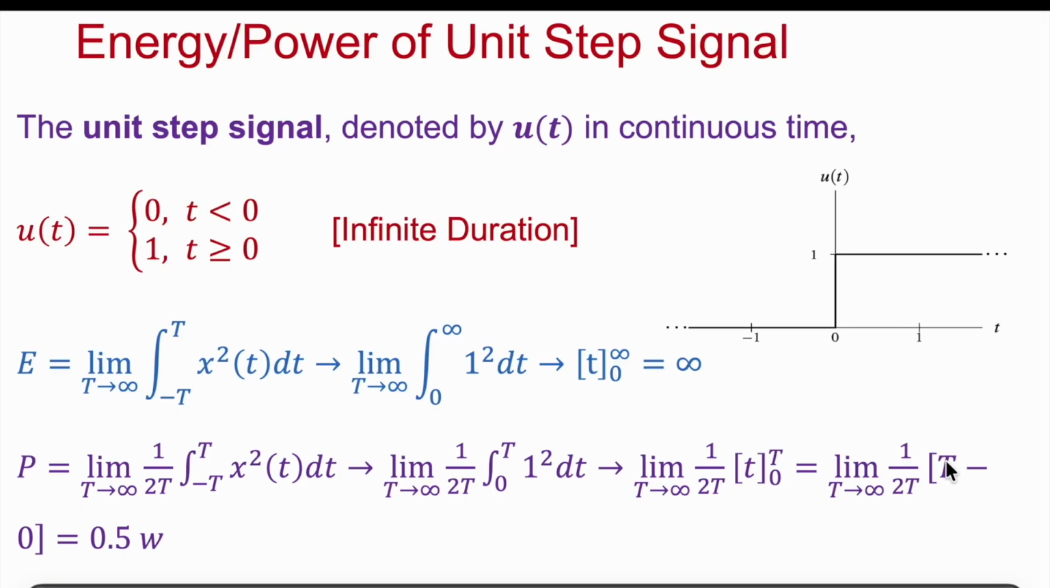You can insert the upper limit and lower limit. The upper limit is T, the lower limit is 0. If you multiply that T with this T, you will end up with 1 by 2, so 1 by 2 minus 0 is equal to 1 by 2. So the answer is 0.5. The power of the signal is 0.5.